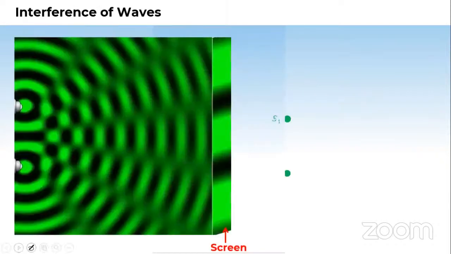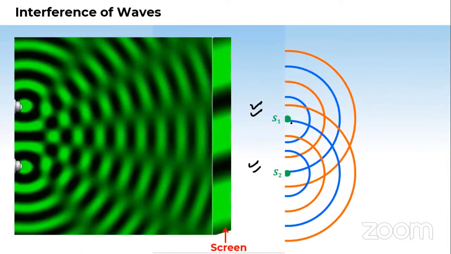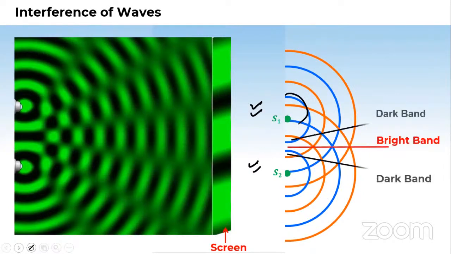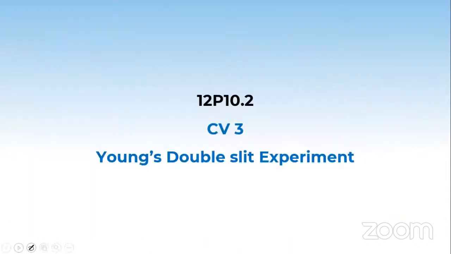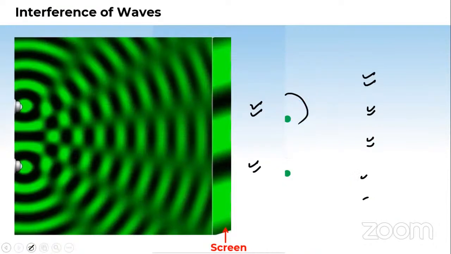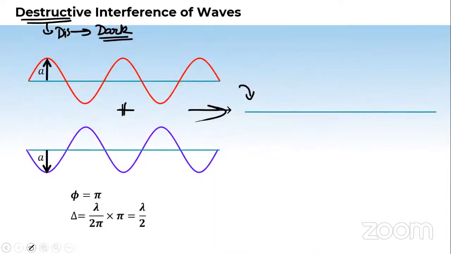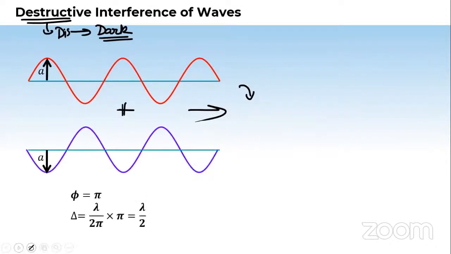Again, we'll see the interference. Suppose we have a source S1 of light, and this is S2, and these two waves are interfering like this. Finally, we'll see on the screen bright and dark bands. See carefully: this is a bright band, this is a dark band, bright and dark. This we have seen in the animation. And you have to see the mathematical equations also. I'm writing the mathematical equations here.